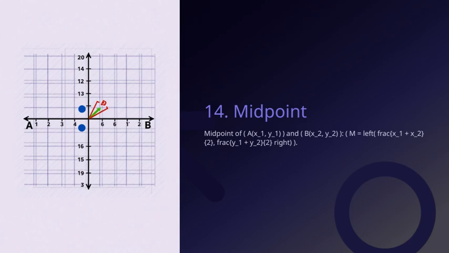This concept is really useful because it helps us find the center point between two locations, which can be helpful in many applications, like designing layouts or analyzing data. Remember, the midpoint is all about finding that perfect middle point, and the formula reflects that by averaging the coordinates. It's a simple yet powerful tool in coordinate geometry that connects beautifully to our overall theme of understanding spatial relationships.